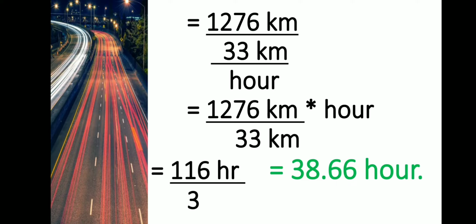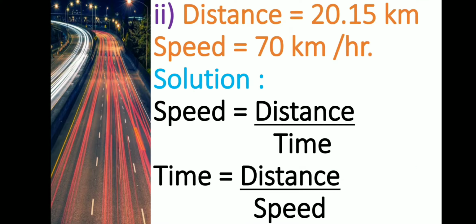See here, distance is given 1276. Speed is given 33 km per hour. So, 1276 km is divided by 33 km per hour. That comes to around 116 divided by 3 hours, which is equal to 38.66 hours. I can show you the calculation.